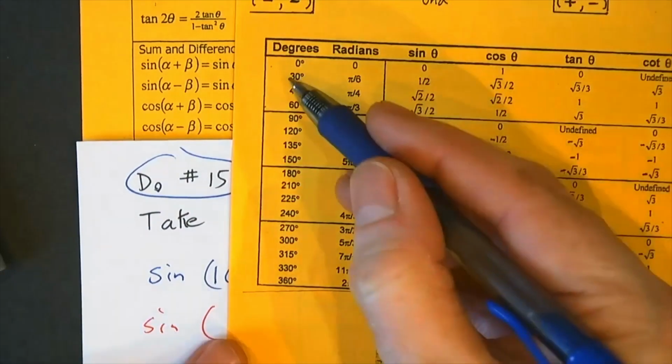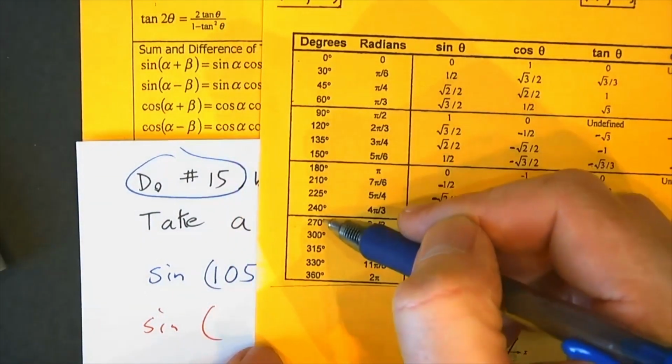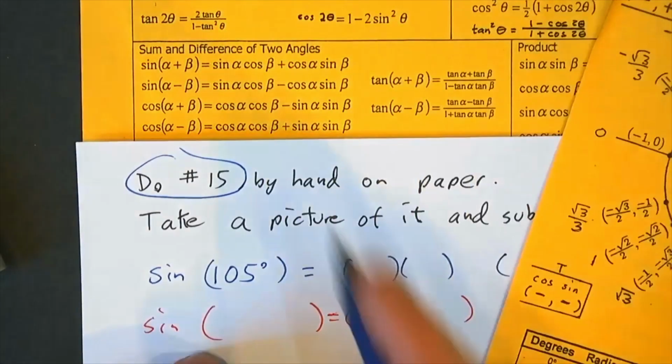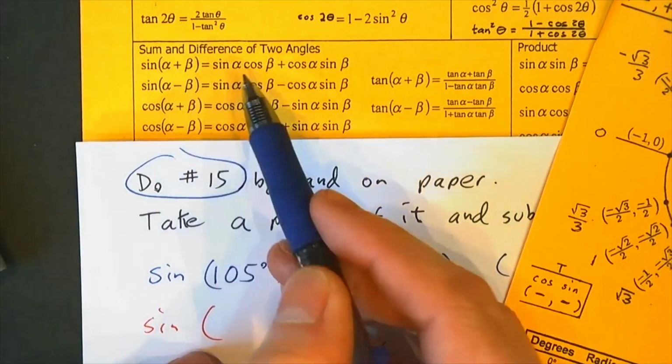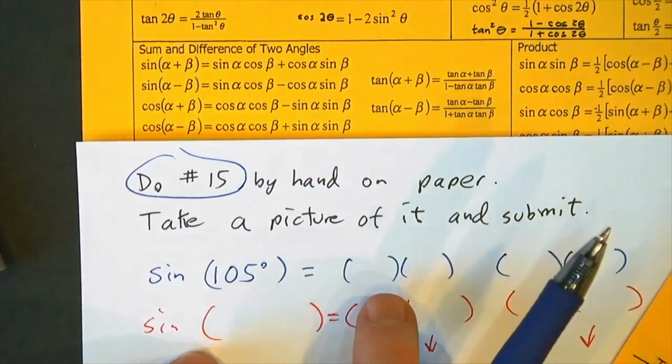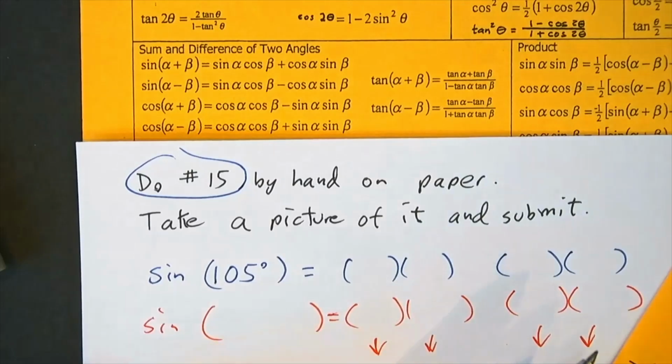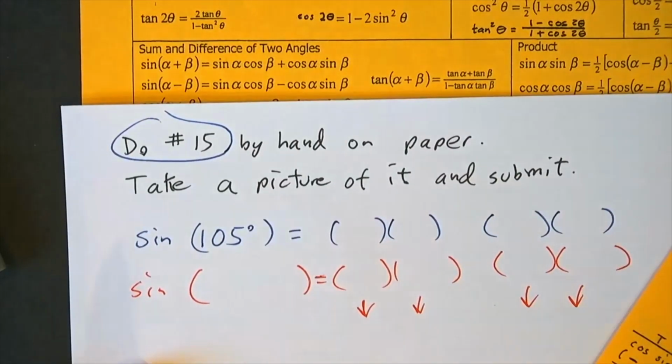You have to pick something off your list. Find two things that either add to 105 or subtract to 105. Not sure. And depending which one you use, whether you use add or subtract, follow the pattern. Write out your pieces. Get your fractions. Add up your fractions and get your answer and take a picture.